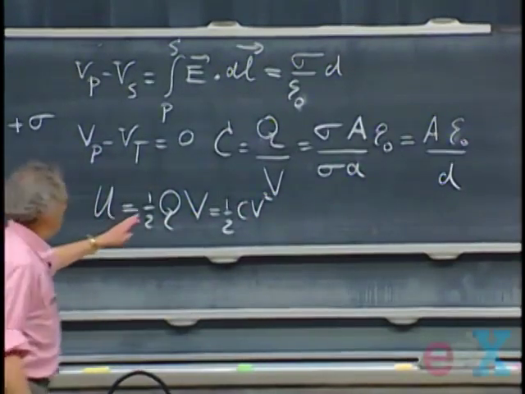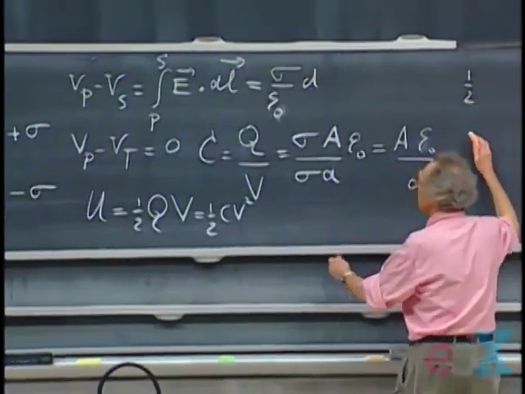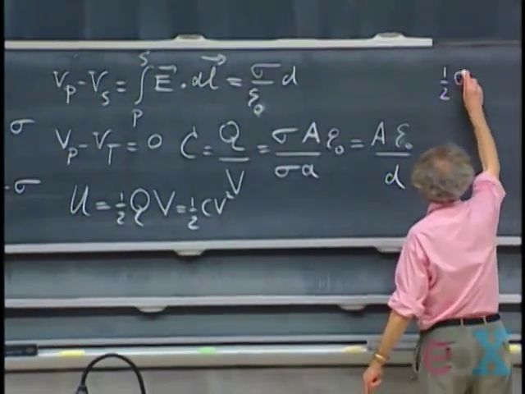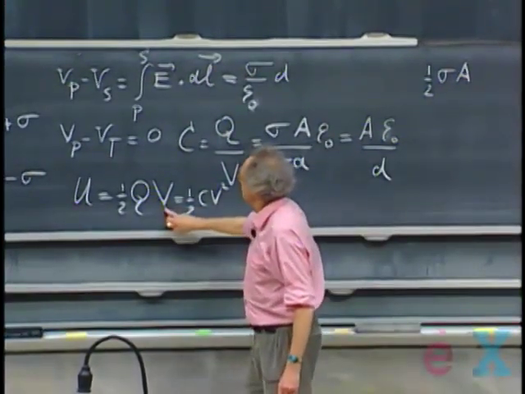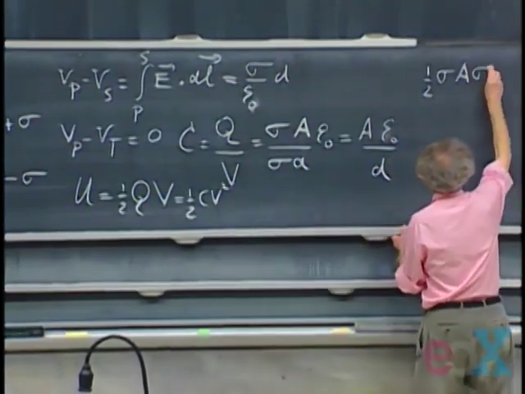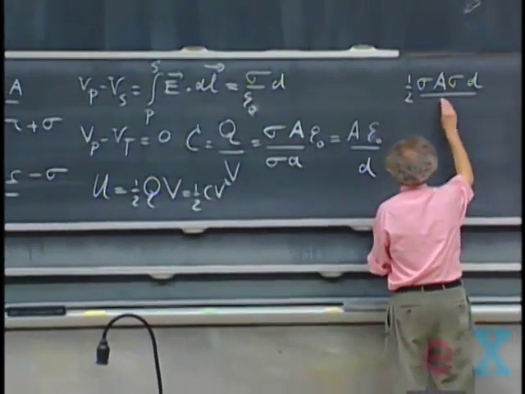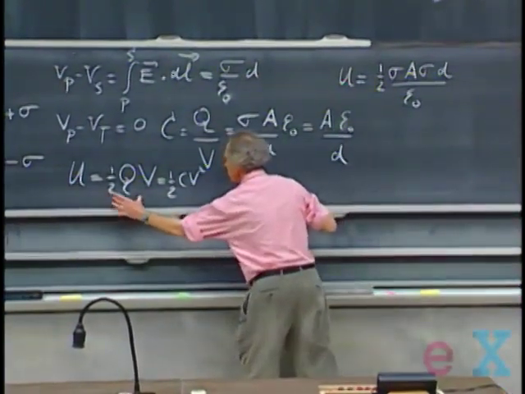So what is 1/2 QV? Let's first take this one. That is 1/2. Q is sigma times A. The potential difference V we have is here, sigma d divided by epsilon 0. So this is the answer that we would find from this one.